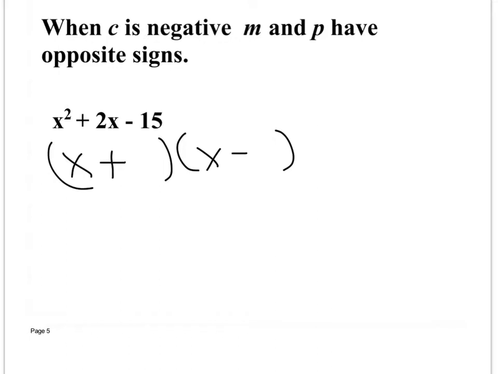So the first thing I do is figure out what the factors of 15 are. What multiplies to give you 15? 1 and 15. Do those, when one's positive and one's negative, give you 2? No. What about 3 and 5? When they're opposite signs, do they add to give you 2? Yes, they do. Now what you have to do is figure out which one's positive and which one's negative. If you did positive 5 and negative 3, would that add to give you positive 2? Yes. If you had done negative 5 and positive 3, you'd get negative 2, and that's not what we want. So it's x plus 5 and x minus 3.